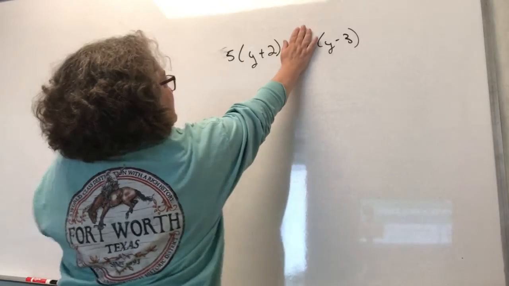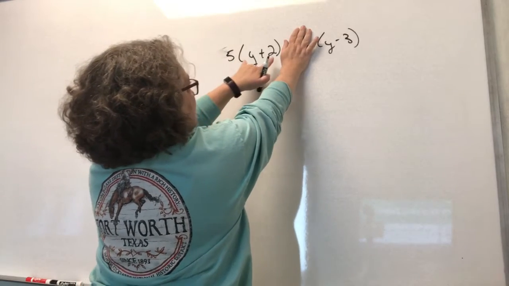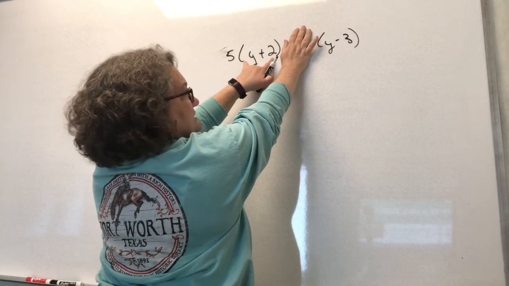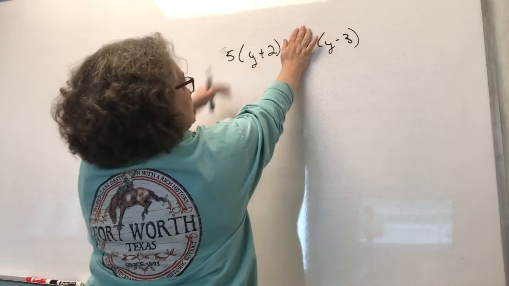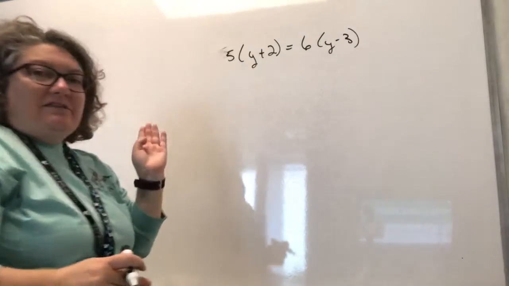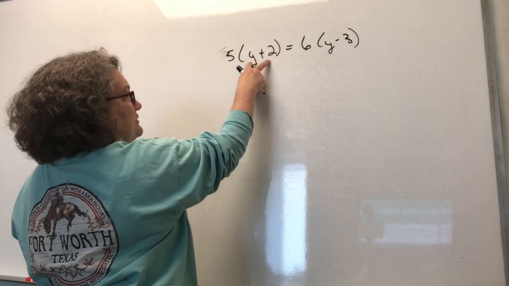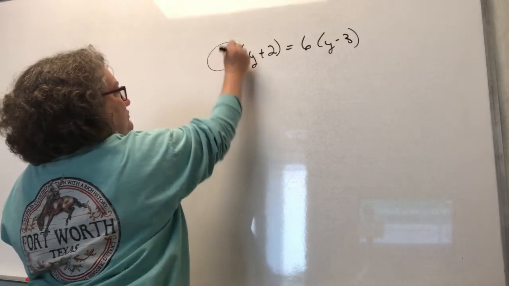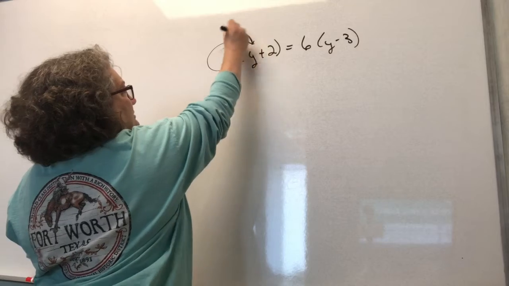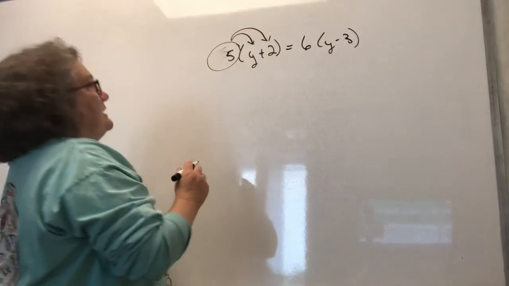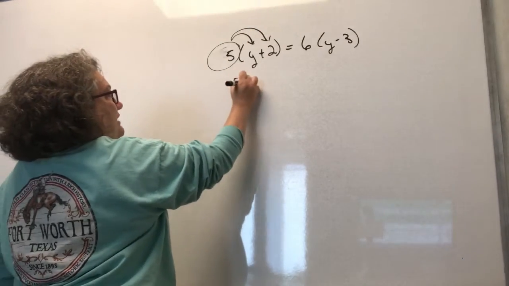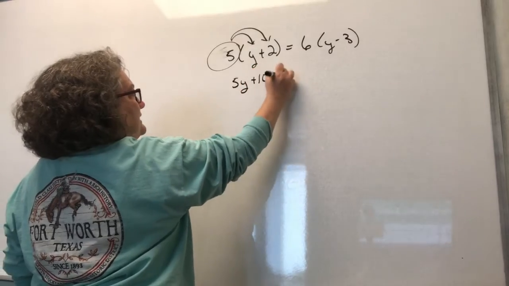So we cover up this equal sign and we go, what can I do with this? Can I simplify anything inside this parentheses? No. So we're going to use what we call the distributive property. The distributive property just tells us that if we have addition or subtraction inside parentheses, then we can take whatever is outside and distribute it to each one of these inside. So then this would become 5y plus 10 equals.